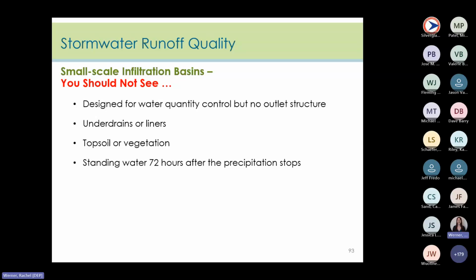Now, what should you not see? Well, you should not see basins designed for water quantity control, but no outlet structure. So how are they controlling the larger storms? You should not see under drains or liners. Again, the water quality design storm needs to infiltrate. You should not see topsoil or vegetation because it's a sand bottom basin. And you should not see standing water 72 hours after the precipitation stops because this will lead to impaired basin function and even failure.